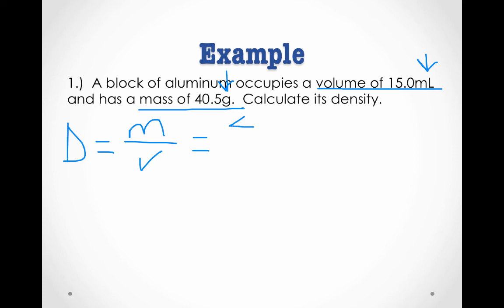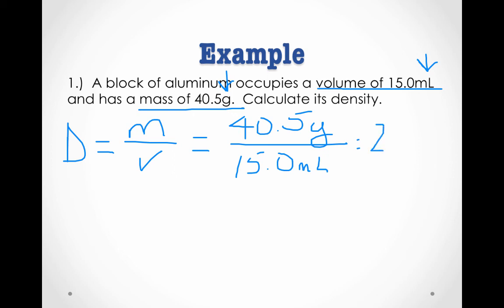Our mass is 40.5 grams, and our volume is 15.0 milliliters. When we calculate an answer, we get 2.70 grams per milliliter. Notice I have to include this last zero since each of our measurements have 3 sig figs, so our answer should have 3 sig figs.